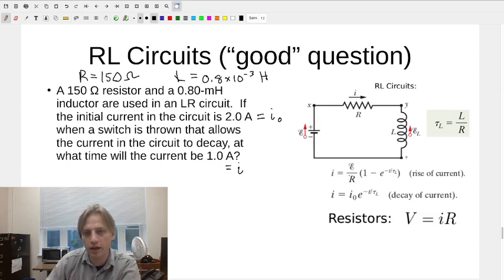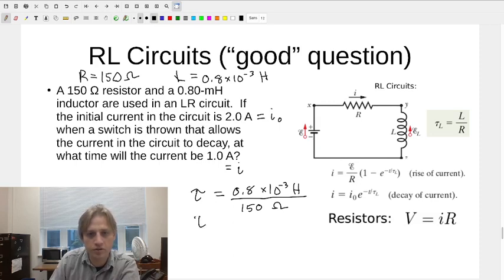So this would be an okay type of question, because what you'd have to do is select a rising current or a falling current, and then calculate the time constant, and then calculate t. Your time constant you can get by doing L over R, so 0.8 times 10 to the minus 3 henries over 150 ohms. And you should recognize that henries over ohms gives you a time constant in seconds.